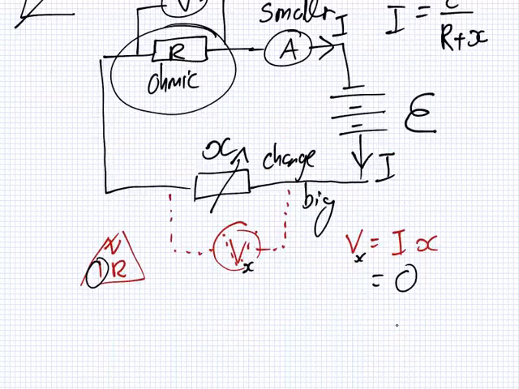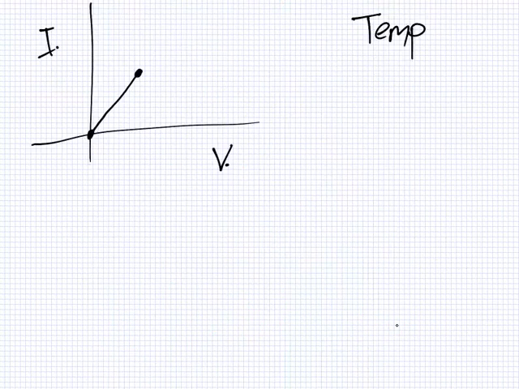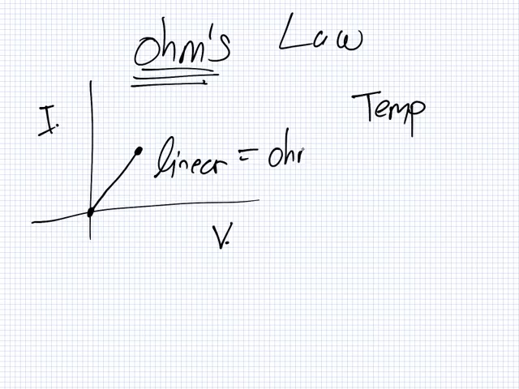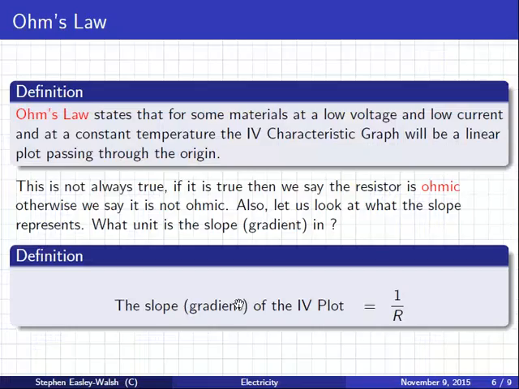So we're going to have a look at some more graphs. But have some people heard this before, Ohm's law? No? So basically, Ohm's law says that the graph is usually linear. If it is linear, we call it ohmic. And if it's not linear, not ohmic. Okay.